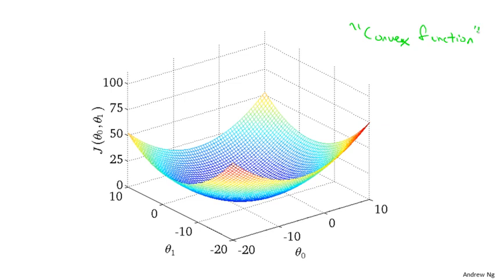I'm not going to give the formal definition of a convex function, but informally, a convex function means a bow-shaped function. This function doesn't have any local optima except for the one global optimum. Thus gradient descent on this type of cost function, which you get whenever you're using linear regression, will always converge to the global optimum because there are no other local optima.